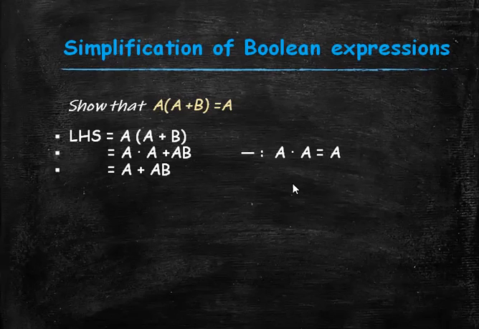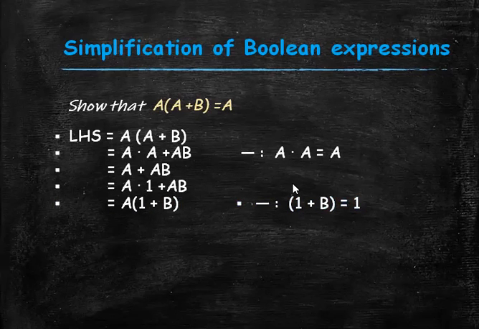or we can reduce it as A into 1 or AB. Then we know that 1 or B is equal to 1, then it is equal to A and 1, that is equal to A. Okay, then we obtain A and A or B is equal to A.